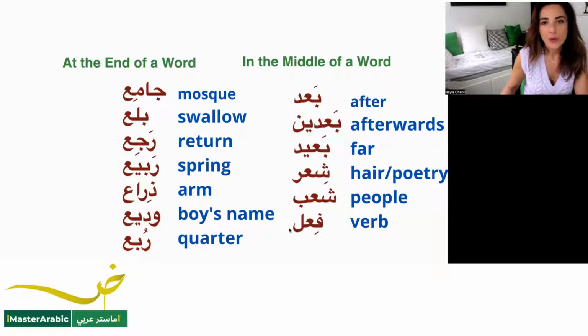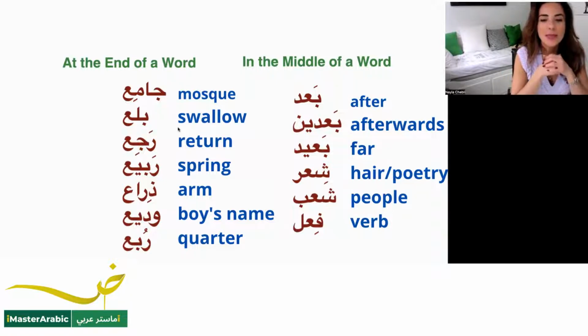Next one is the word for verb. فعل. فعل. We're gonna do the ayn at the end of the word. Mosque. جامع.